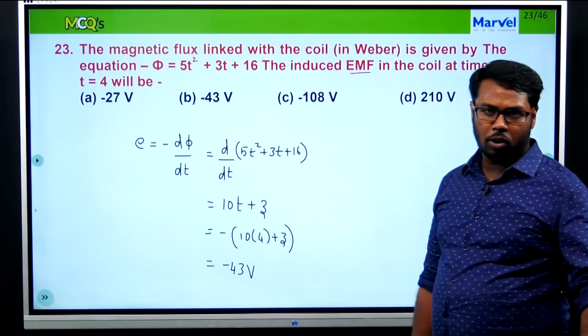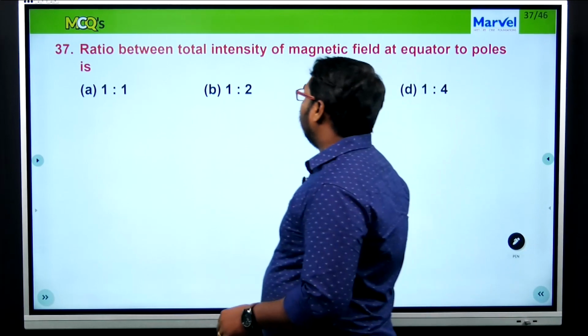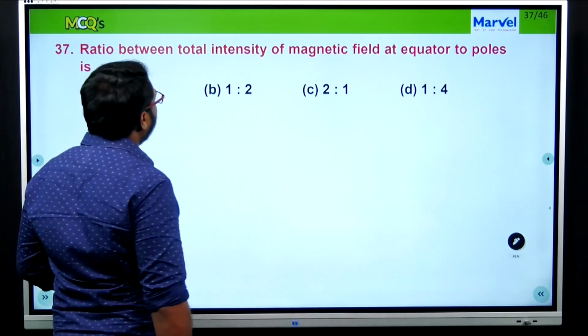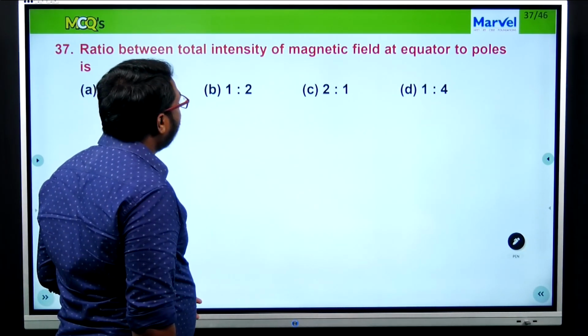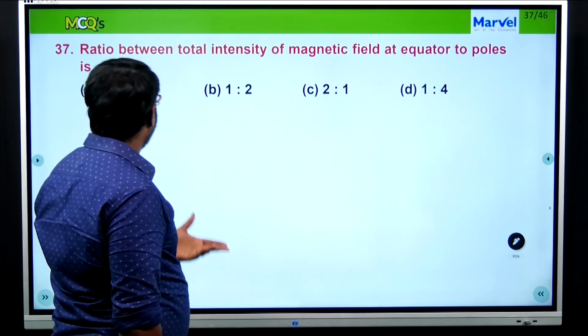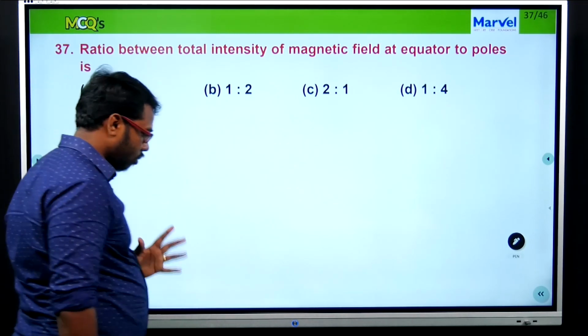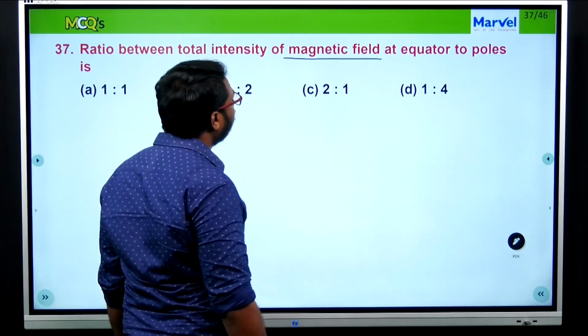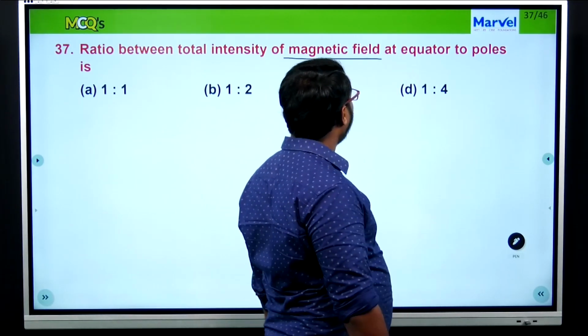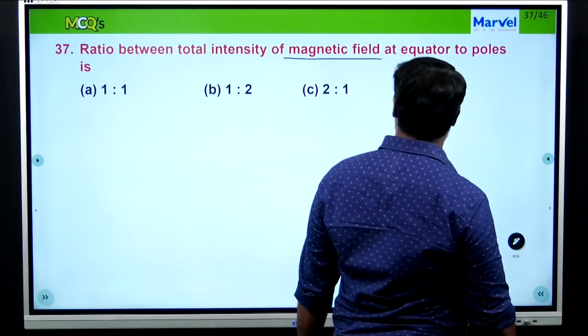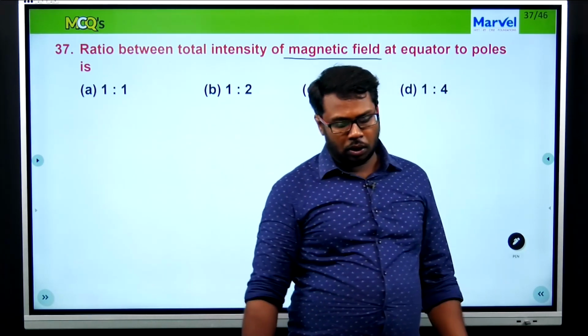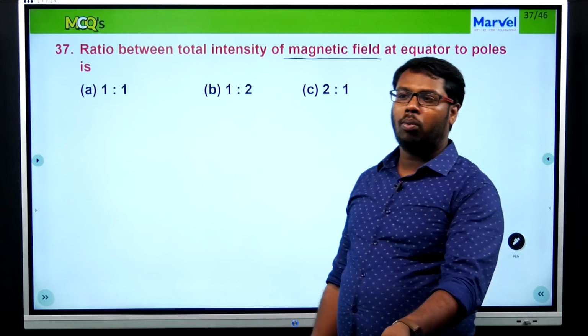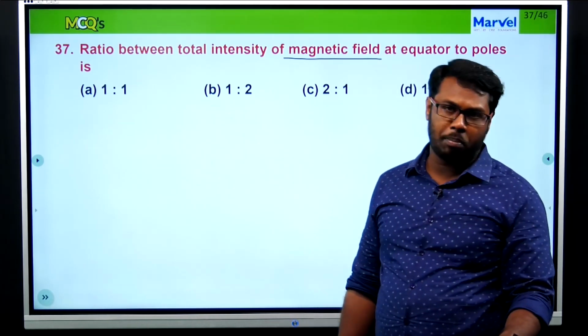The ratio between the total intensity of magnetic field at equator to the poles is. Okay, now we are supposed to find the magnetic field in two different parts of the earth. One is at the equator and the other one is at the pole. So, what difference do you think is going to happen in here?